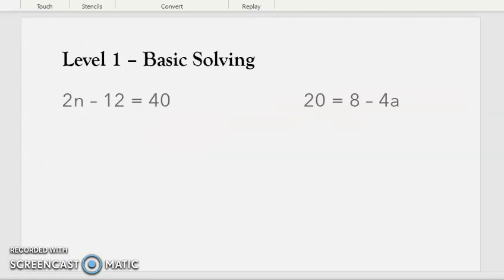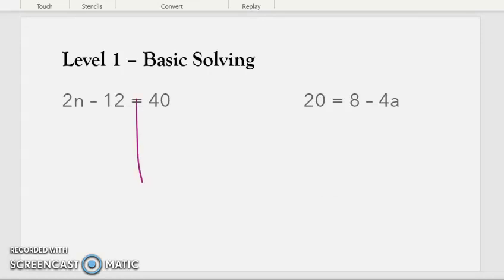So this is where we're solving for a letter. There's no distribution. There's no combining like terms. There's not letters on both sides of the equation. So we're just solving. So in this situation, we're going to solve for n, which means I need to kick out the 2 and the 12, but we're going to kick out the 12 first.